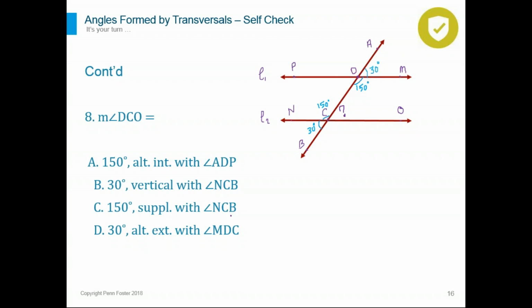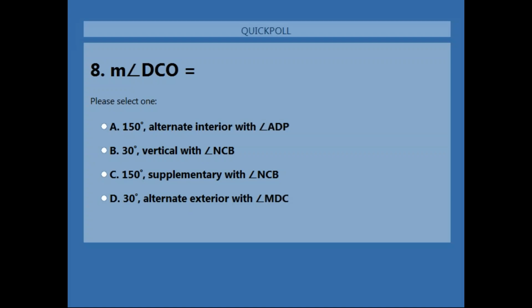So again, what is the measure of DCO? I'm going to put up the question. DCO is what? Is it 150 or 30 degrees to begin with? And what is the reason for your answer?